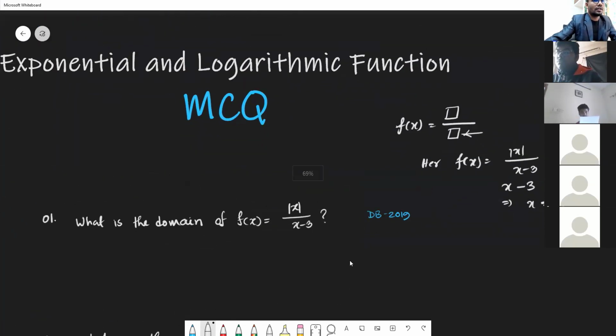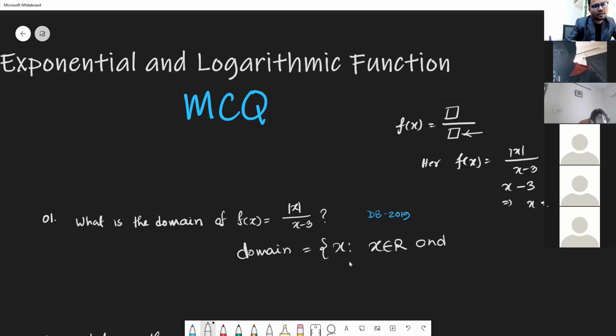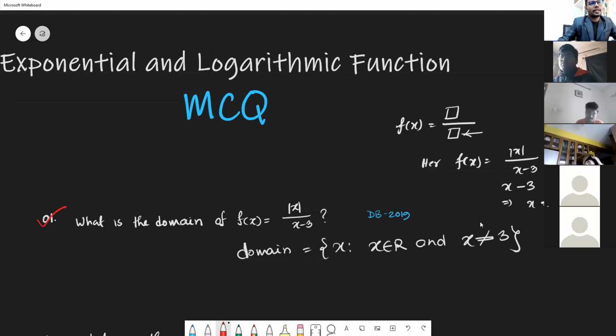So we can write here: domain equals x is an element of R, and x is not equal to 3. That means all values are acceptable except 3. Is it clear to all of you, my dear students? Number one. Yes, sir. Okay, I think you should write a side note here. These types of MCQ you have to answer in the creative part A for the 2 marks. Okay, now be prepared for the next question.